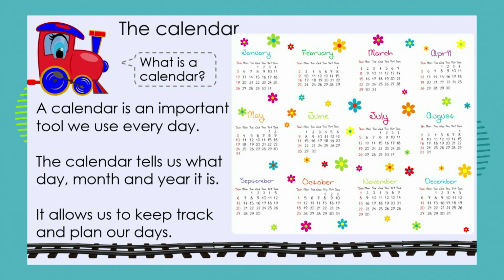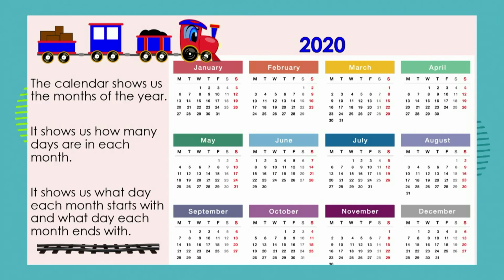A calendar is an important tool that we use every day. The calendars tell us what day, month, and year it is. It allows us to keep track and plan our days. The calendar shows us the months of the year.